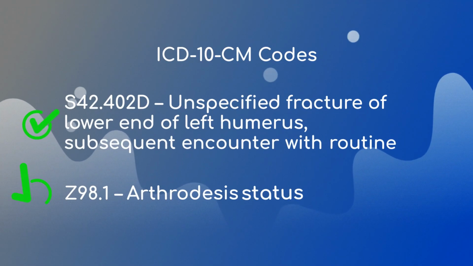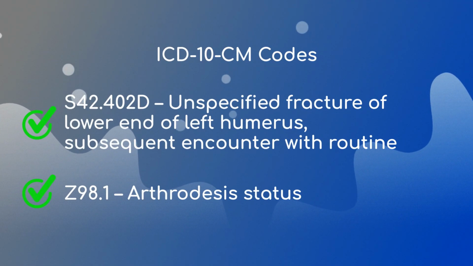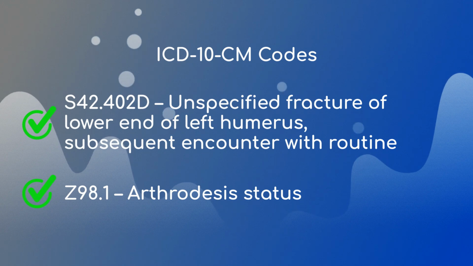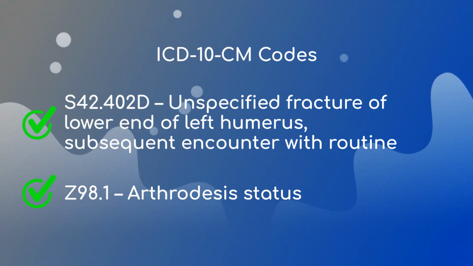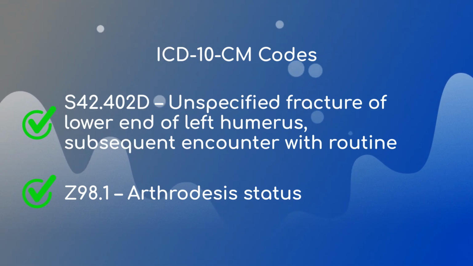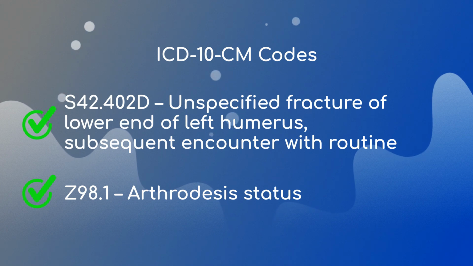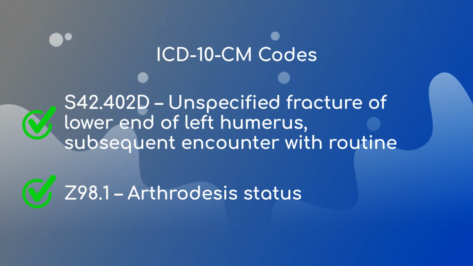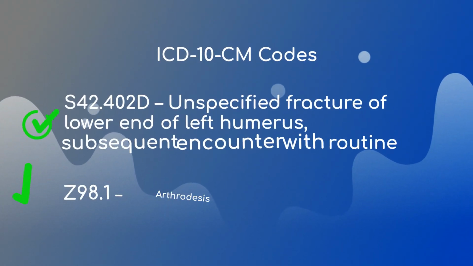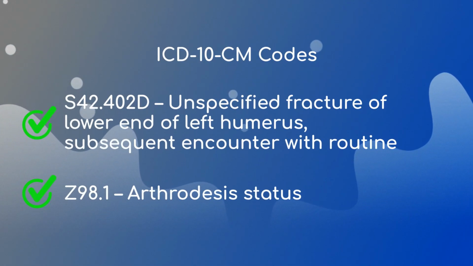The most appropriate ICD-10-CM codes are S42.402D, unspecified fracture of lower end of left humerus, subsequent encounter for closed fracture with routine healing. The radiology report confirms this is follow-up imaging for a healing distal humerus fracture with no complications, qualifying for D. And Z98.1, arthrodesis status. This code is used to reflect the presence of internal fixation hardware, plate, and screws without a joint replacement.